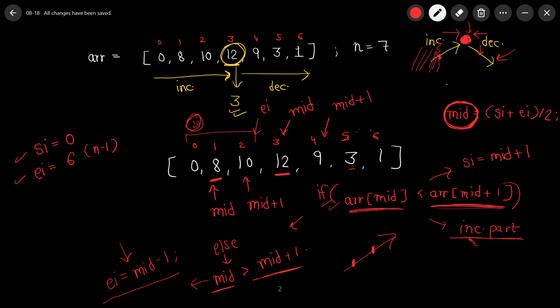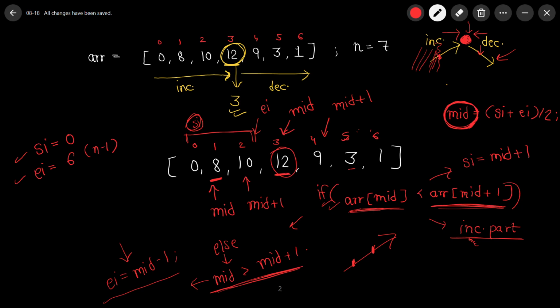But you would observe that we made a mistake. Our peak element was 12, but we excluded that from our range. So here's a catch: if this case arises, the mid value can also be the answer or the peak element. So we would consider that also in our range.